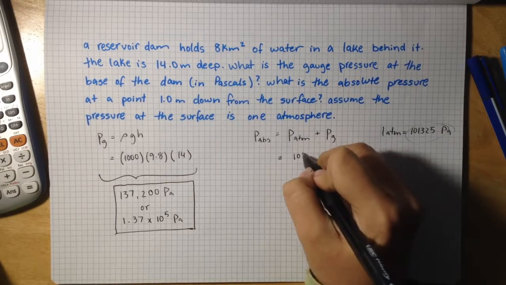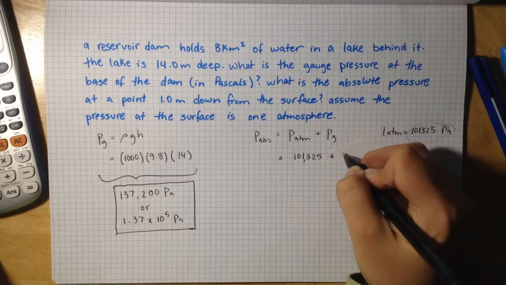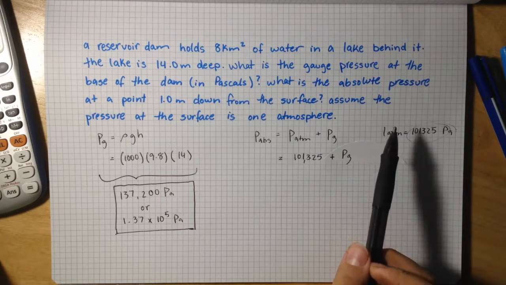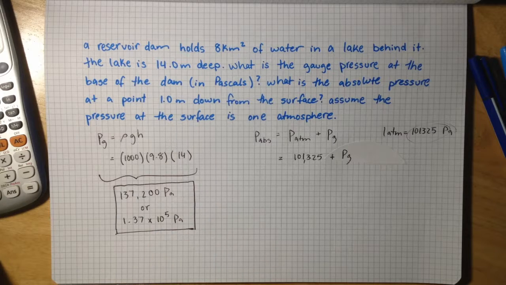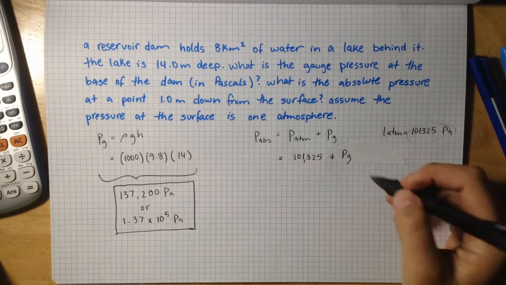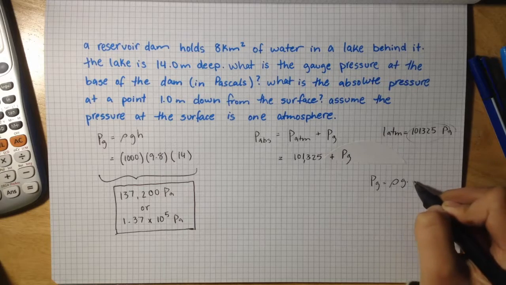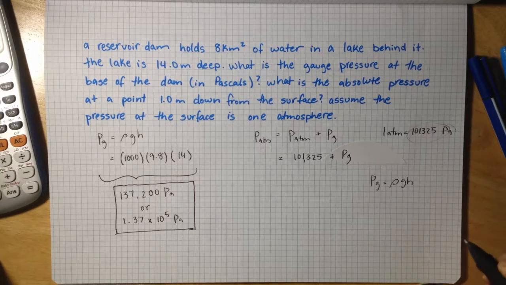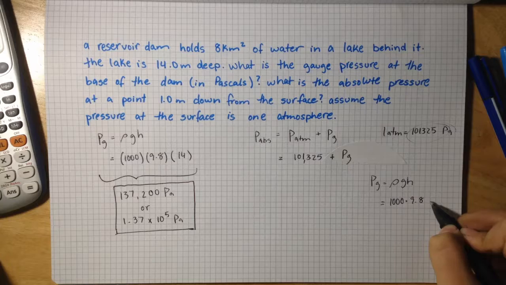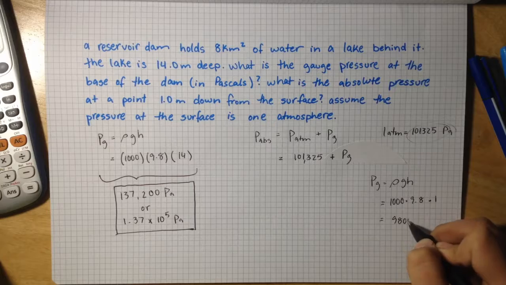Atmospheric pressure is 101,325 plus the gauge pressure, which we need to find because it says 1 meter below the surface. So gauge pressure would equal the density of water times gravity times the height, which will be 1 in this case. Density is 1,000 times 9.8 times 1. So we get the gauge pressure to equal 9,800.